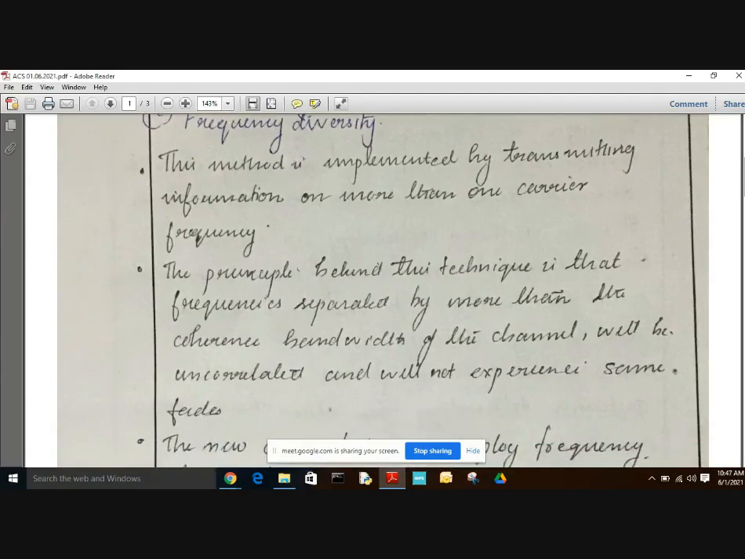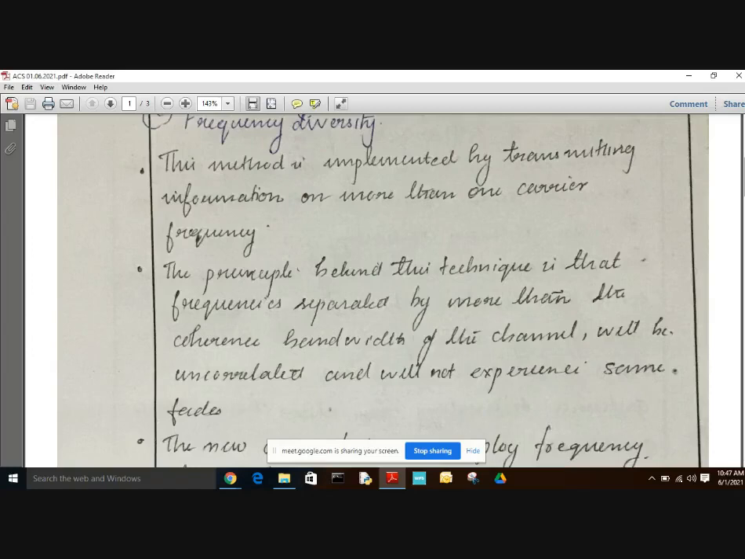So here in frequency diversity, information is carried on the carrier frequency. This method is implemented by transmitting information on more than one carrier frequency. And the principle behind this technique is that frequencies separated by more than one coherence bandwidth of the channel will be uncorrelated and will not experience the same fade.